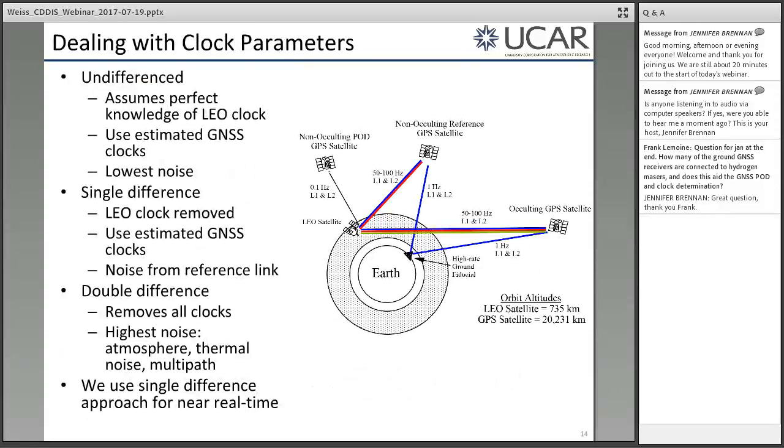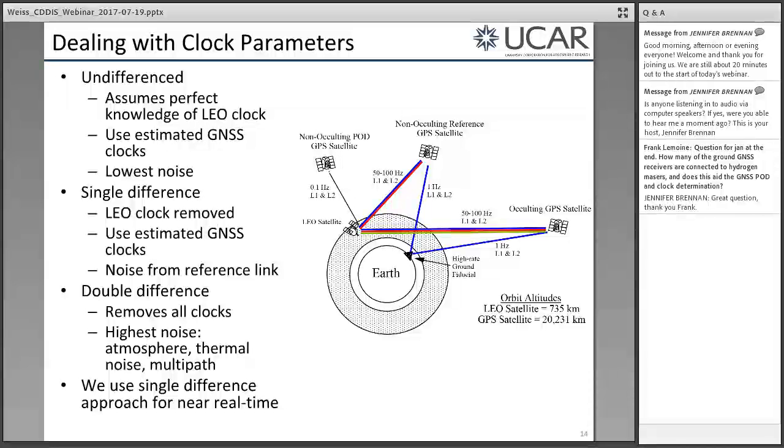Clock parameters. Unless you're doing time transfer, when you're working with GNSS, you tend to think of clocks as a nuisance parameter. So these are present in both the receiver as well as the transmitters. And we deal with them in radio occultation in a couple of different ways.